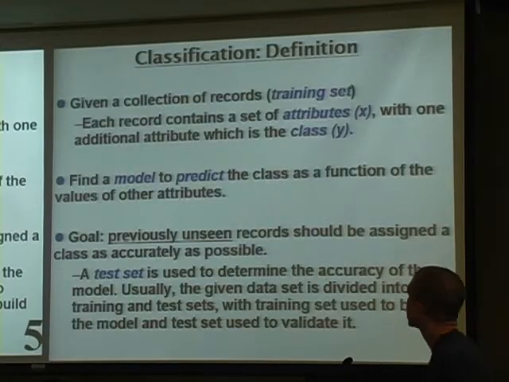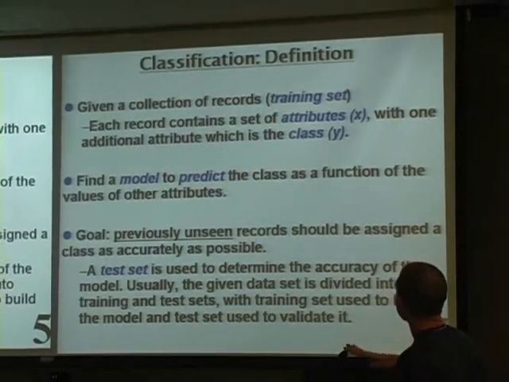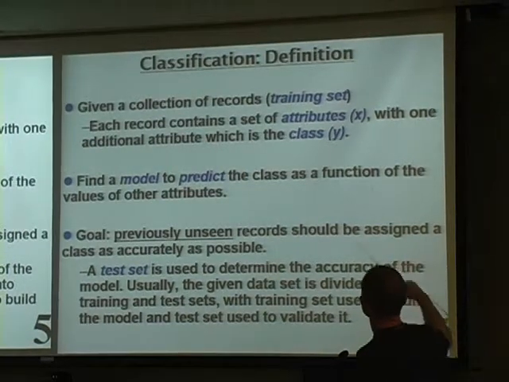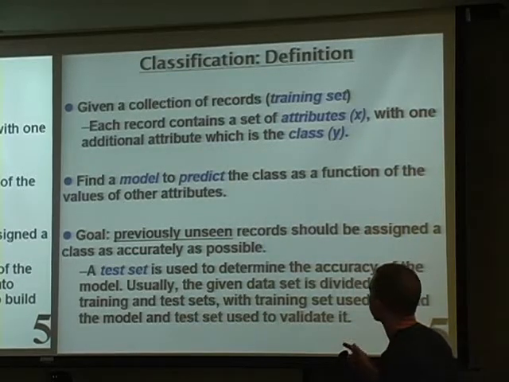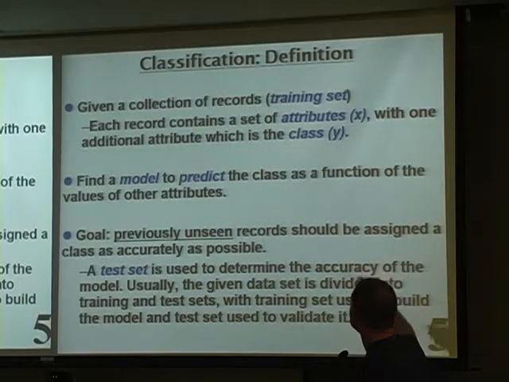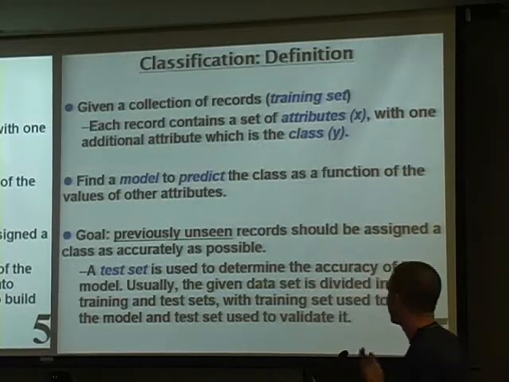To make it more precise, the classification problem is the following. Given a collection of records, which is my training data, each record contains a set of attributes X. Okay, so X's are your attributes, and of course, this could be high dimensional. It could have a lot of different attributes. And then there's one particular attribute that I'm interested in, which is the class Y, okay? And I'll talk about binary classification, so Y will take 2 values.